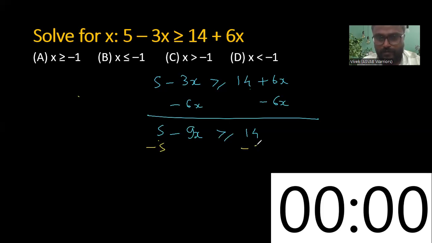Subtract 5 from both the sides. So 5 minus 5, 0. Negative 9x greater than or equal to 9.